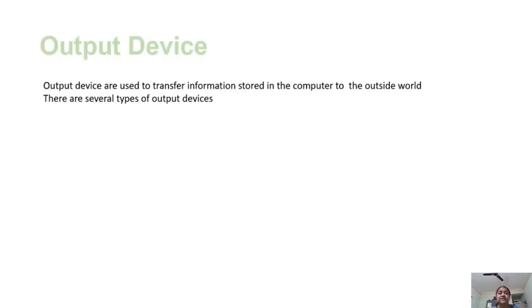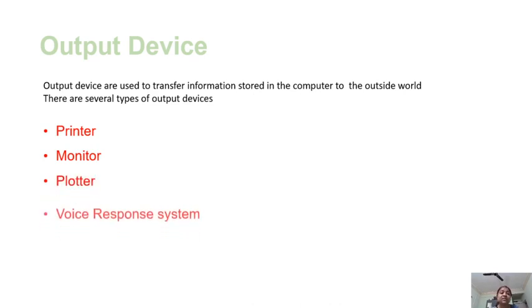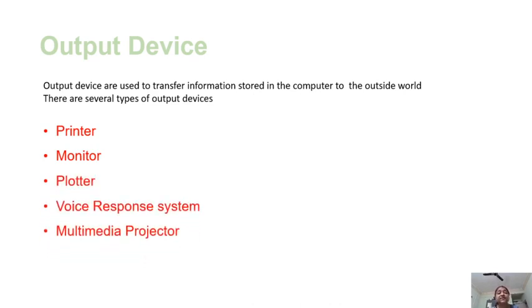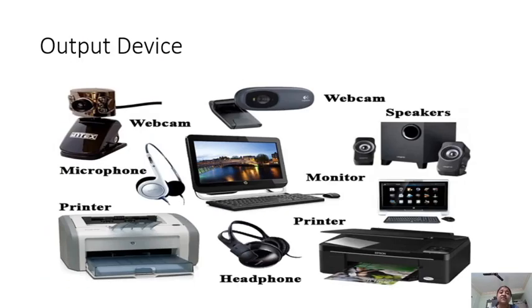What are output devices? Friends, output devices are used to transfer information stored in the computer to the outside world. There are several types of output devices, that are printer, monitor, plotter, voice response system, multimedia projector, speech synthesizer. This image shows the various output devices like webcam, microphone, printer, headphone, monitor, speakers, and webcam.